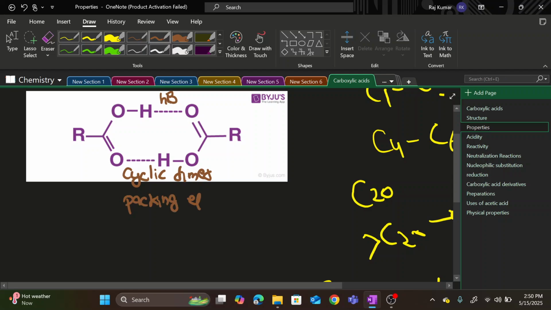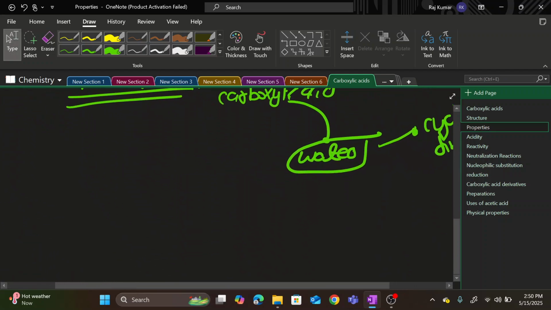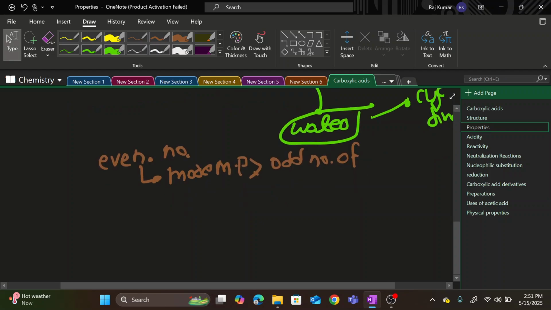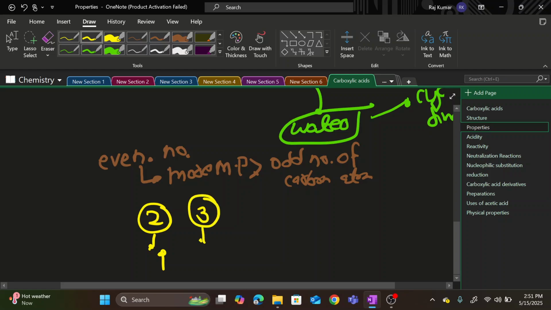and we call this the packing efficiency. So what actually happens is, in carboxylic acids, the boiling point and melting point increase irregularly, which means that a carboxylic acid with an even number of carbon atoms is going to have a higher melting and boiling point than one with an odd number of carbon atoms. What does this mean? Let's start from acetic acid. Acetic acid will have a higher melting and boiling point than formic acid. And then propionic acid is going to have a lower melting and boiling point than acetic acid.